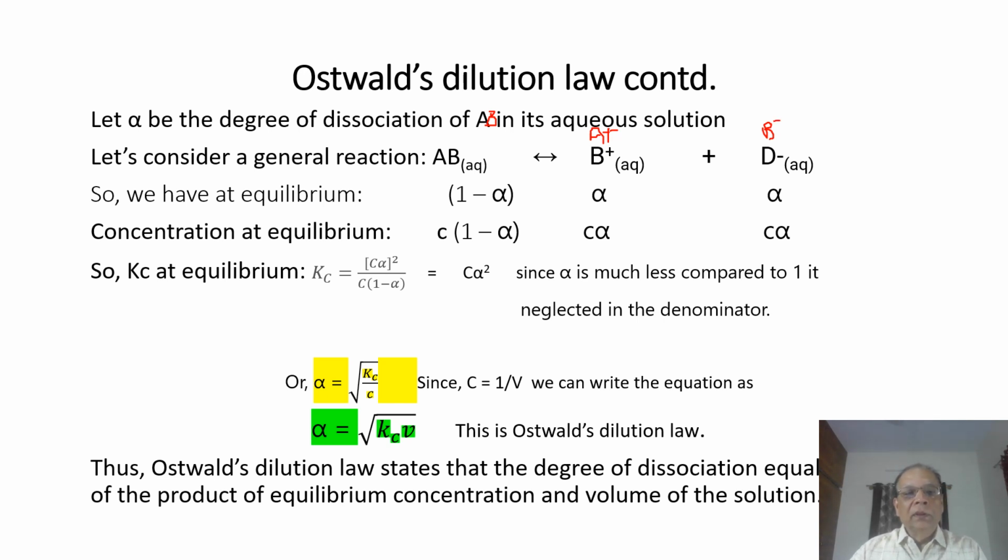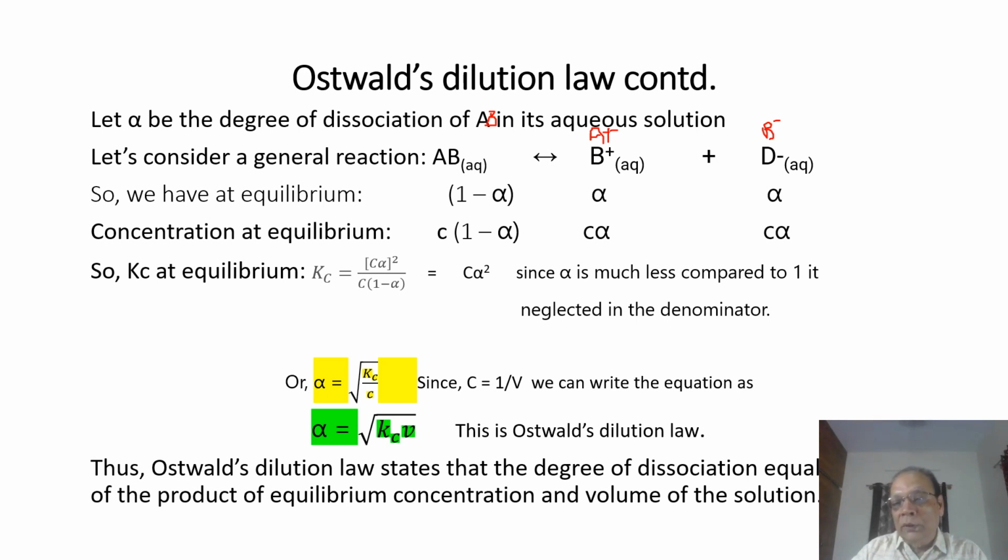Nevertheless, at equilibrium, we have 1 minus alpha. Remember, 1 mole of AB gives 1 mole of A and 1 mole of B if this is a complete dissociation. Therefore, if only alpha molecules dissociate, then we will have alpha moles of A and alpha moles of B. Concentration at equilibrium is C into 1 minus alpha, which is C alpha and C alpha.